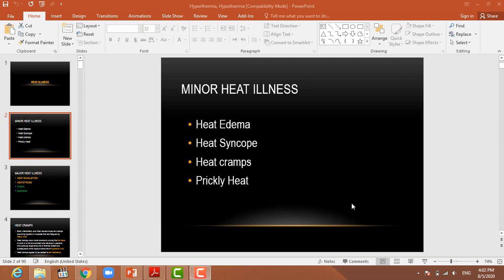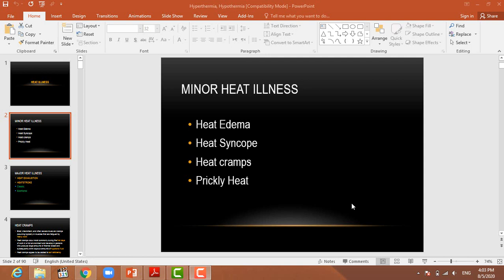Then there are different types of heat cramps, and actually this is muscle pain. This is due to sodium depletion. When there is excessive sweating, there is a depletion of sodium in your body, and this leads to a problem in muscle contraction, and these muscle contractions become painful. These are known as heat cramps.